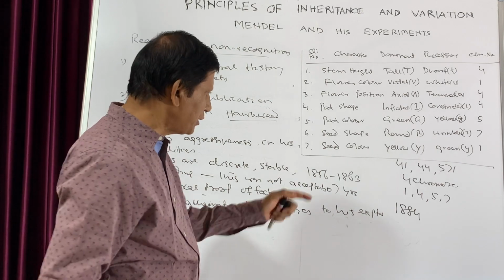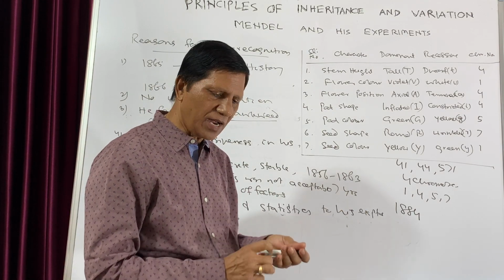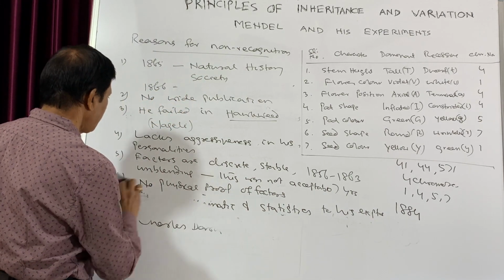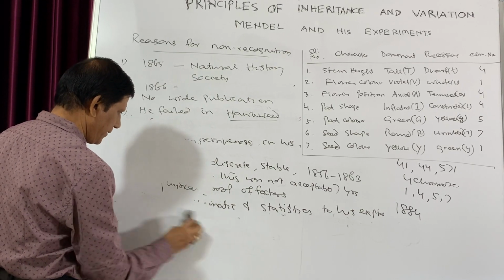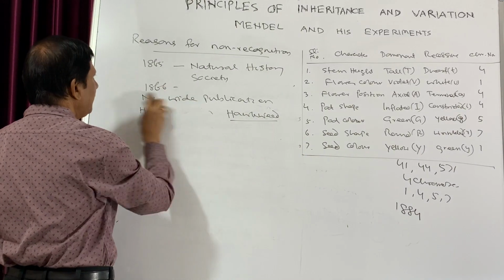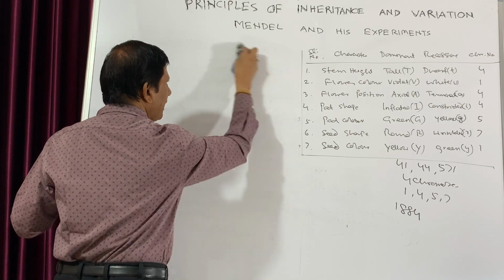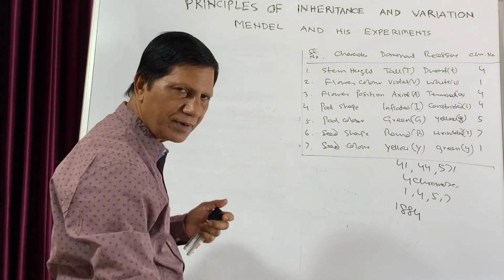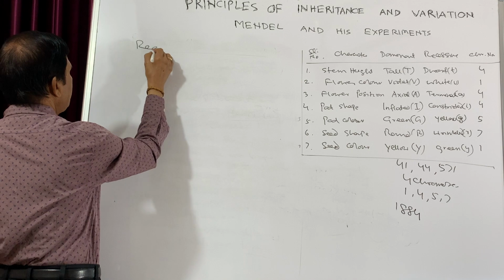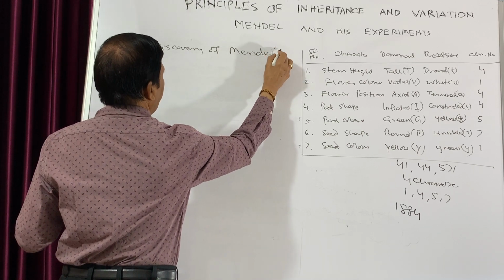Then Mendel's work was rediscovered in 1900, that means 16 years after his death. Then we have to discuss how it was rediscovered. In 1900, three different scientists in different parts of the world were working independently and they came to the same conclusion when Mendel's formulations were rediscovered. So the next point is rediscovery of Mendel's work.